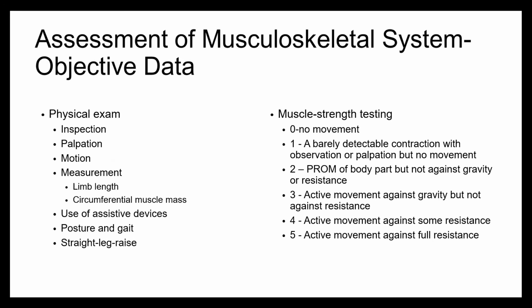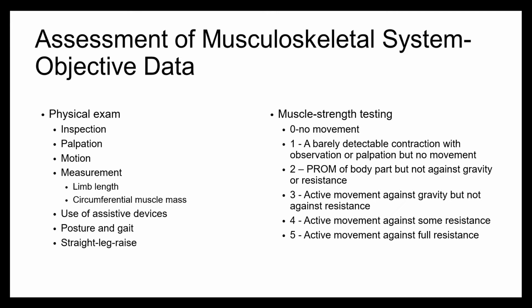All right, next we're going to move on to the objective data collection, or the physical examination part of our assessment. We're going to start with inspection. During inspection, we are going to observe the general body build of the patient, their muscle configuration, and we'll also want to make sure to note their symmetry of joints.